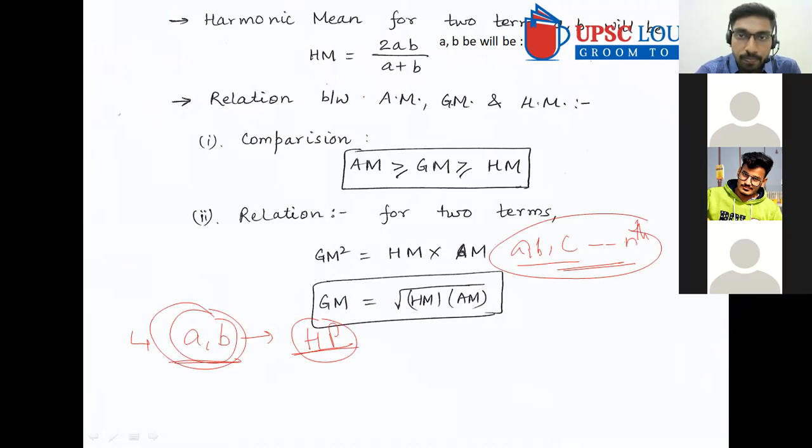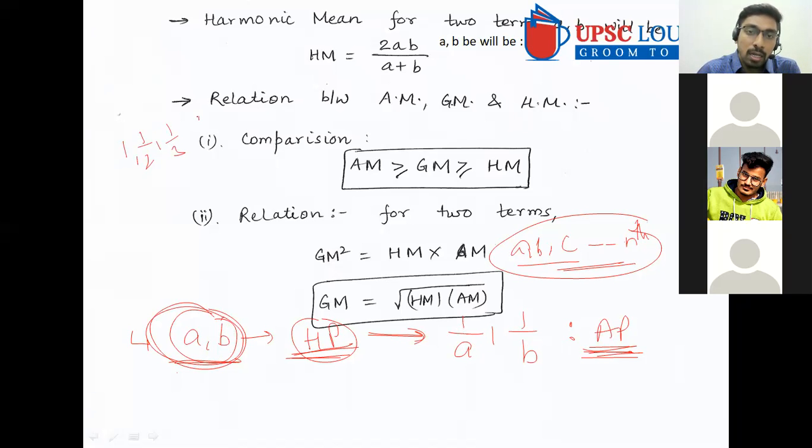Yeah. So suppose A and B are in HP. What you have to do first of all is convert these numbers into the AP part. So just the reverse of those numbers will be in AP. Is it clear? 1 upon A and 1 upon B will be in AP if A and B are in HP. Like if 1 upon 2, 1 upon 3 are in HP, then 1, 2, 3 are in AP. What we did was just reverse all the numbers. So these are the reverse of A and B. Is it clear? Yes, sir.